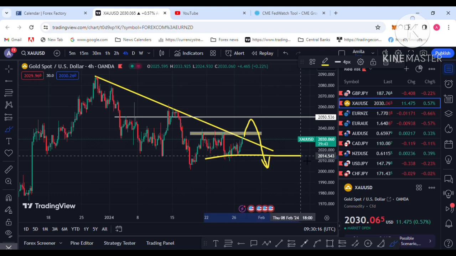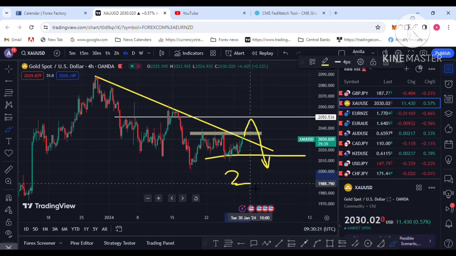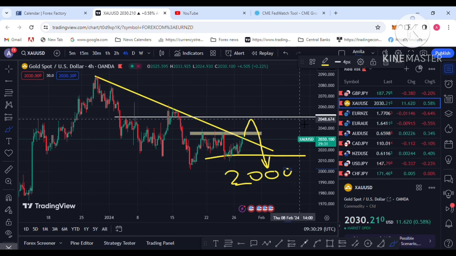So 2000 can be reached as price drops. If the press conference is hawkish from the Fed, there is dollar demand and the gold price can drop to the 2010 to 2000 level. That is my analysis of the Fed interest rate decision.